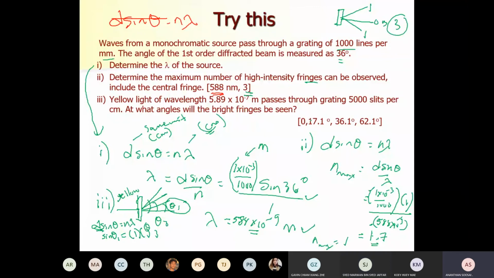Okay, theta 1. Zero order happens at 0. This is theta 1. You should get theta 1 as 17.1 degrees. So everyone give a try. They get 17.1 degrees.